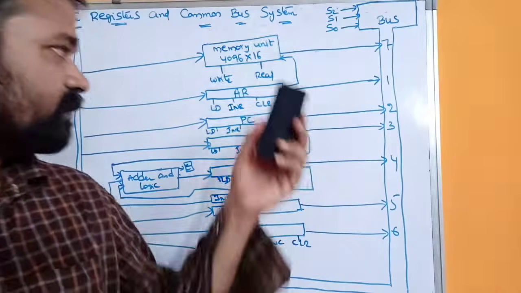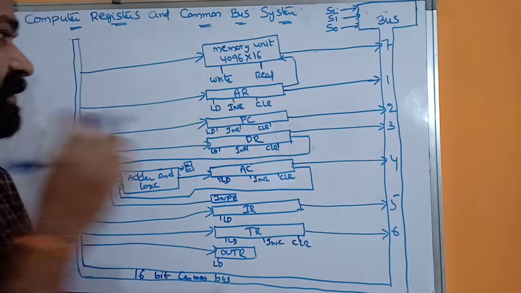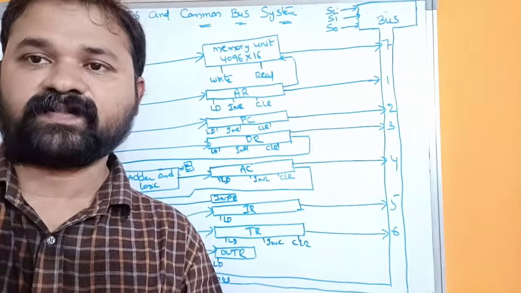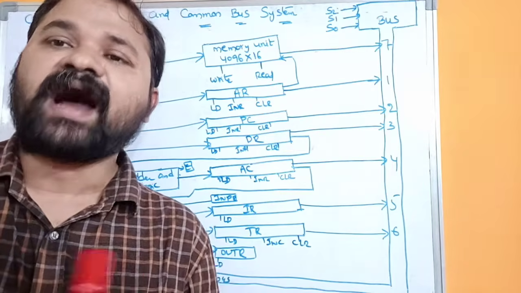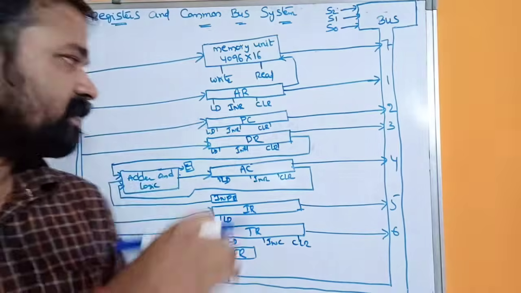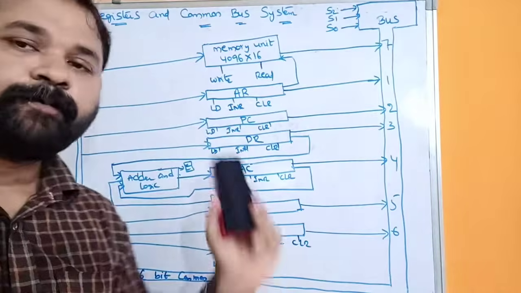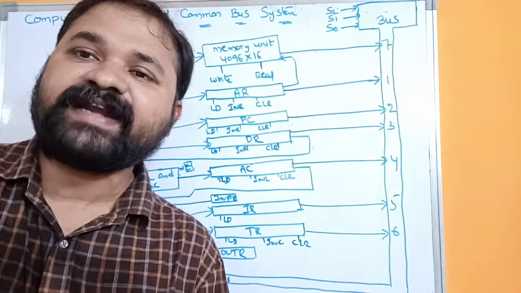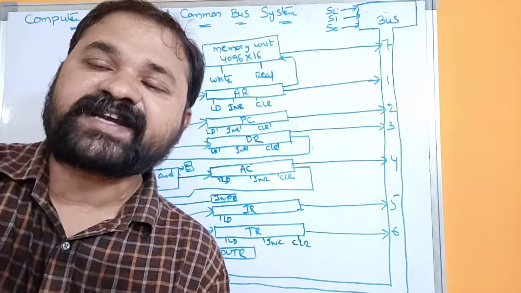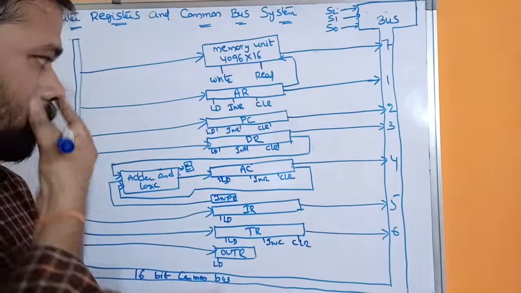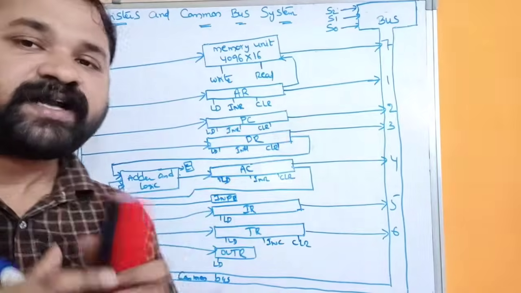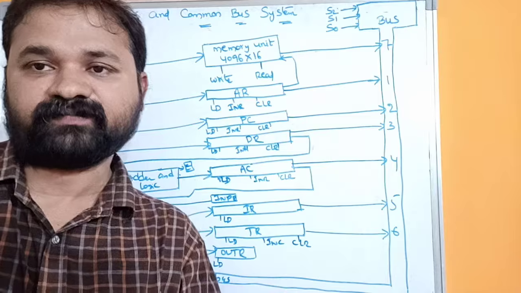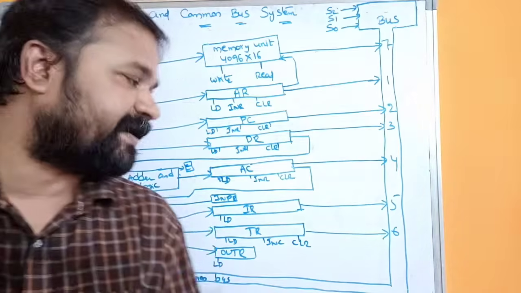Mainly there are 6 registers available. The first register is AR. AR stands for address register. The address register stores the address of the operand. Next register, PC. PC stands for program counter. The program counter always contains the address of the next instruction to be executed. Next one, DR. DR stands for data register. The data register stores the operand.